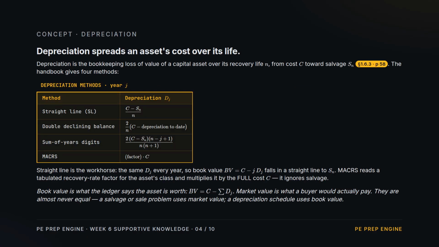Depreciation is the bookkeeping loss of an asset's value over its recovery life, from first cost down towards salvage. The Handbook lists 4 methods. Straight line spreads the depreciable amount evenly, the same charge every year, so book value falls in a straight line. Double declining balance and sum of years digits are accelerated, bigger write-offs early. And the Modified Accelerated Cost Recovery System, MACRS, reads a tabulated factor for the asset's class and multiplies it by the full first cost, ignoring salvage entirely.